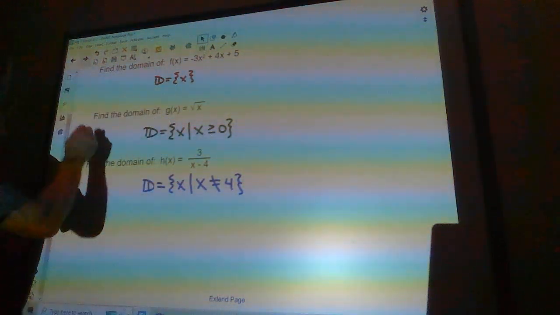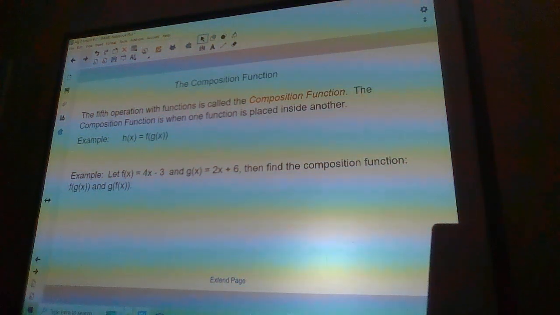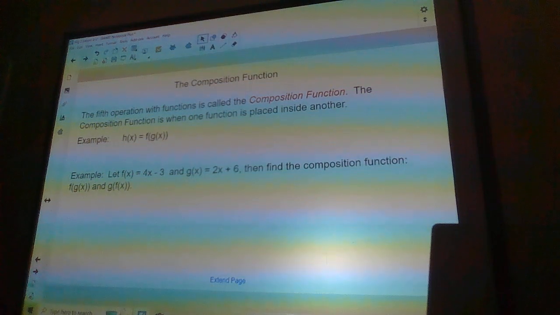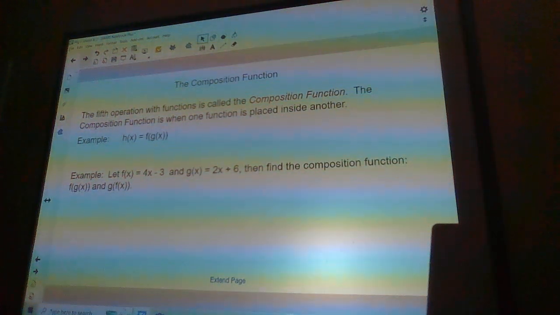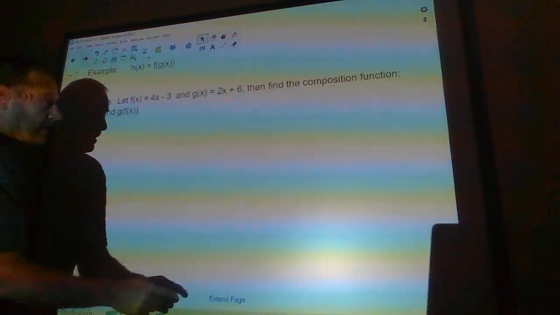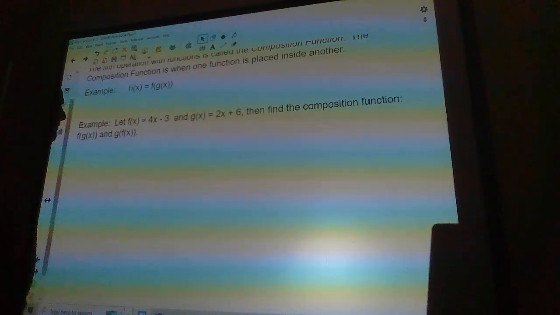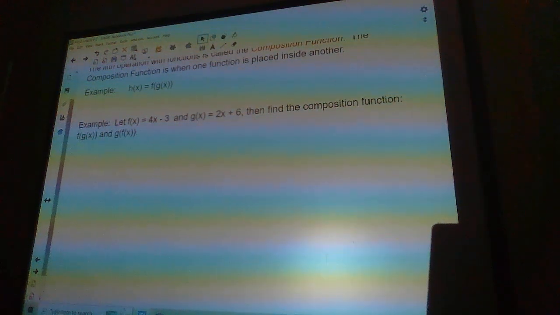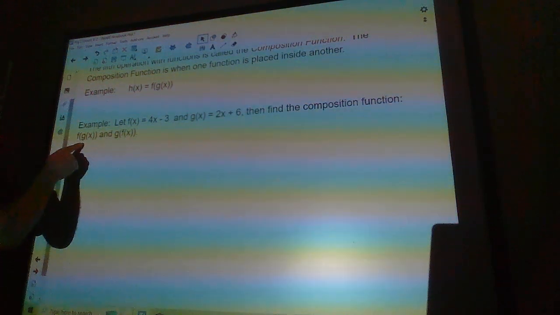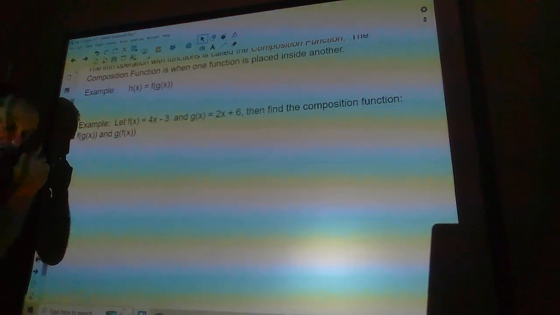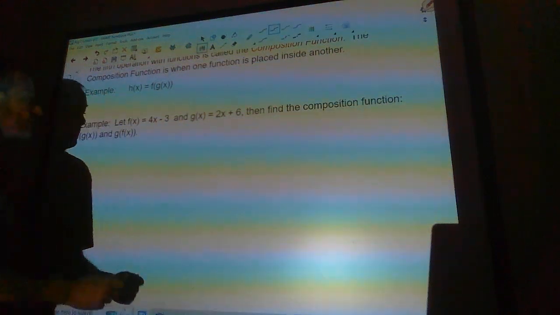All right, moving right along. The composition function. This is a fifth function operation, and it's called composition, which means I take a function and place it inside another function. So for example, if I let f of x be 4x minus 3 and g of x be 2x plus 6, then find the composition functions f of g of x and g of f of x. Those are different things, so be careful.